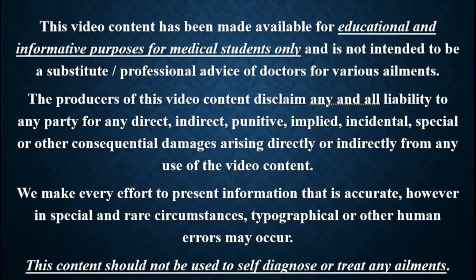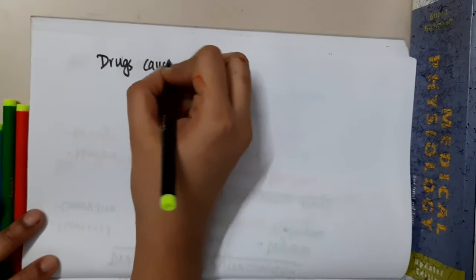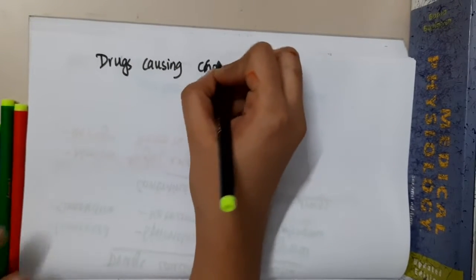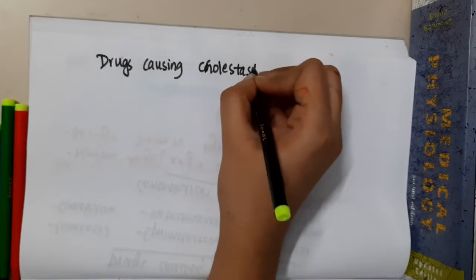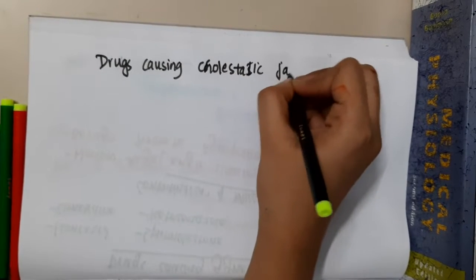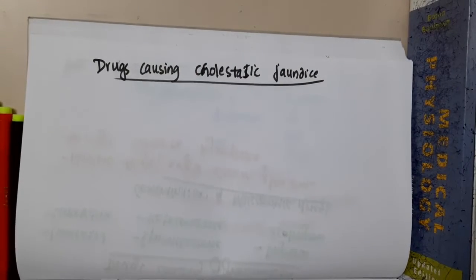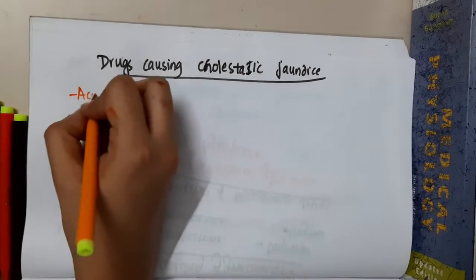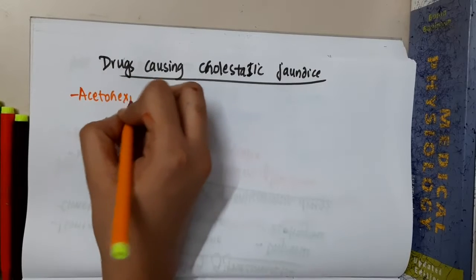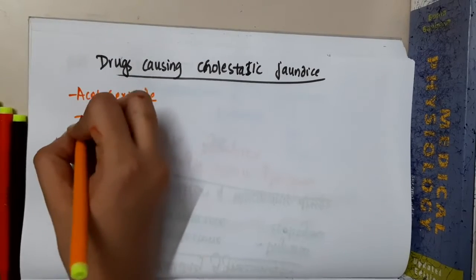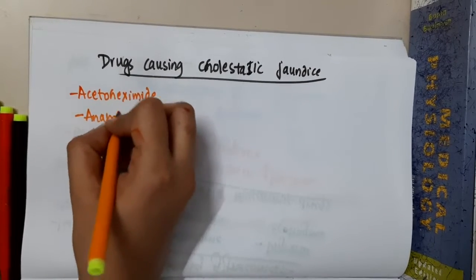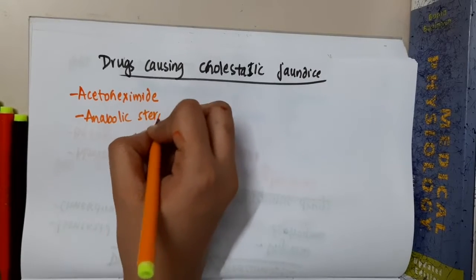In this lecture, we will learn about the drugs which are causing cholestatic jaundice. So the drugs which are causing cholestatic jaundice include acetohexamide. Anabolic steroids can cause cholestatic jaundice.